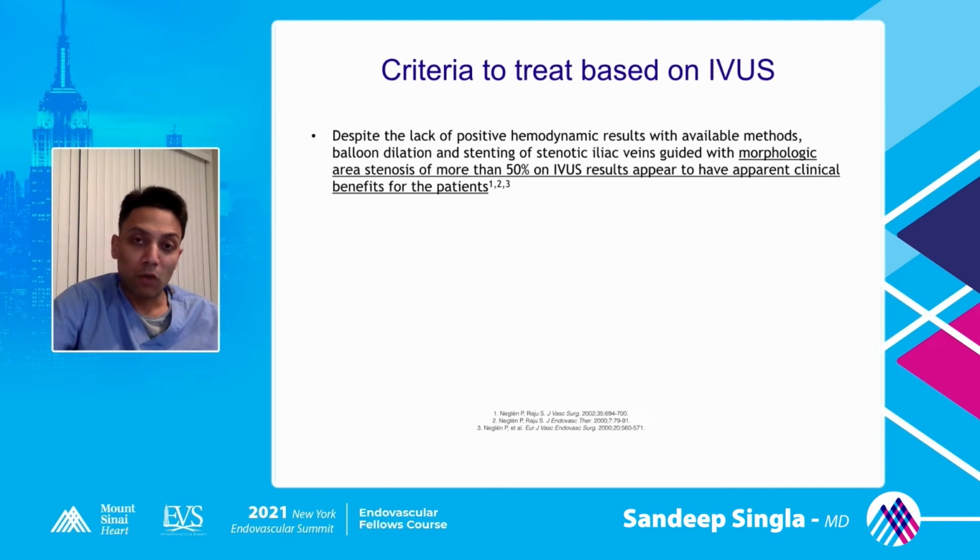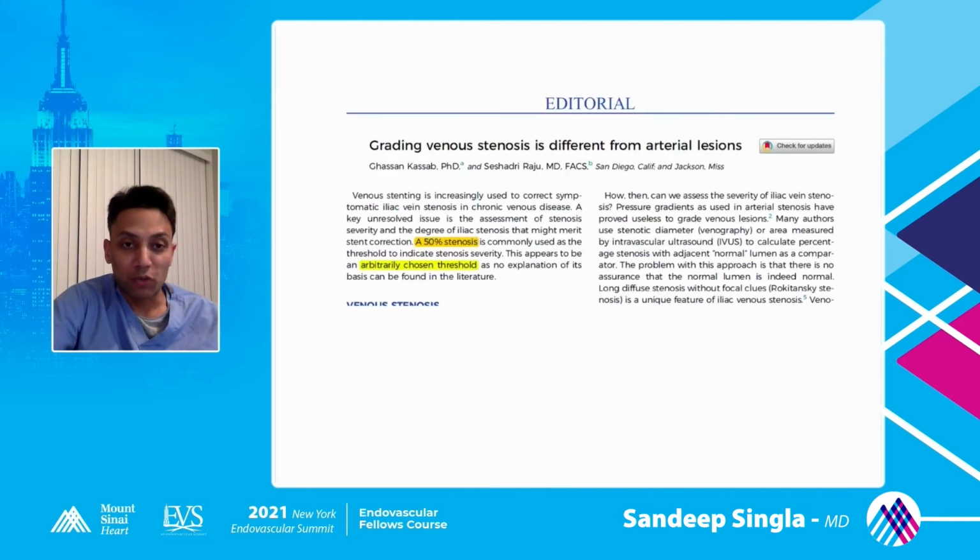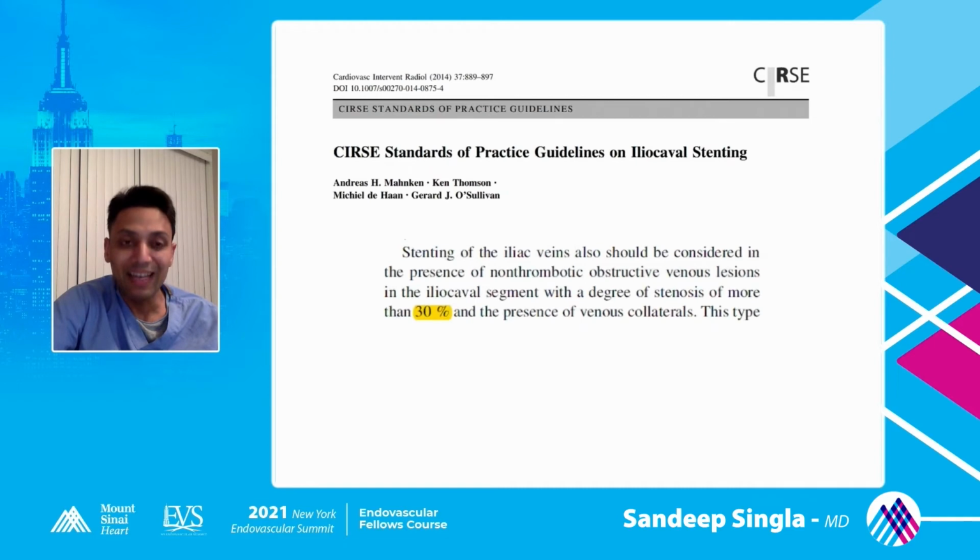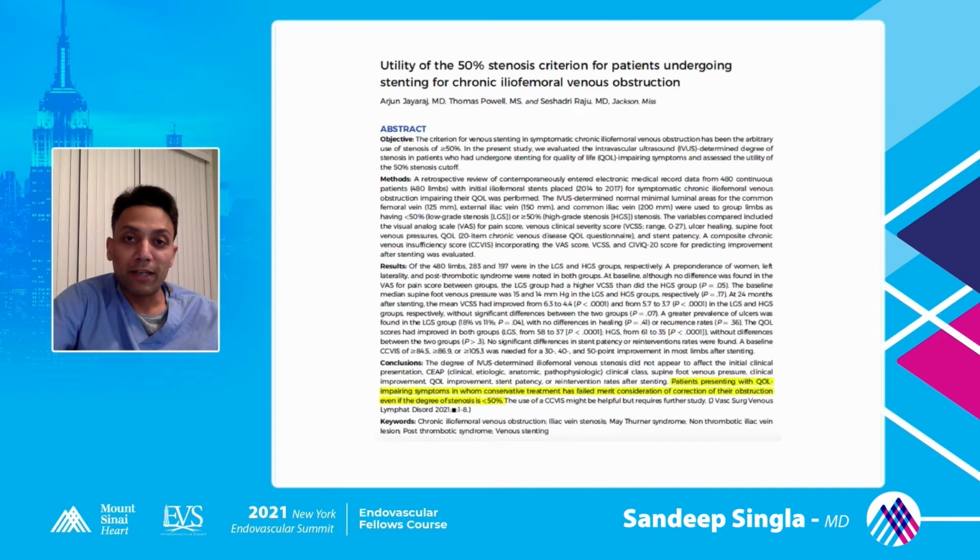Second thing which I want to focus on about IVUS in management of venous disease is that 50% stenosis is more of an arbitrarily chosen threshold, as Dr. Raju writes in a recent editorial. And what makes matters more complex is there are guidelines which even use a lower threshold of 30% for iliac vein stenting.